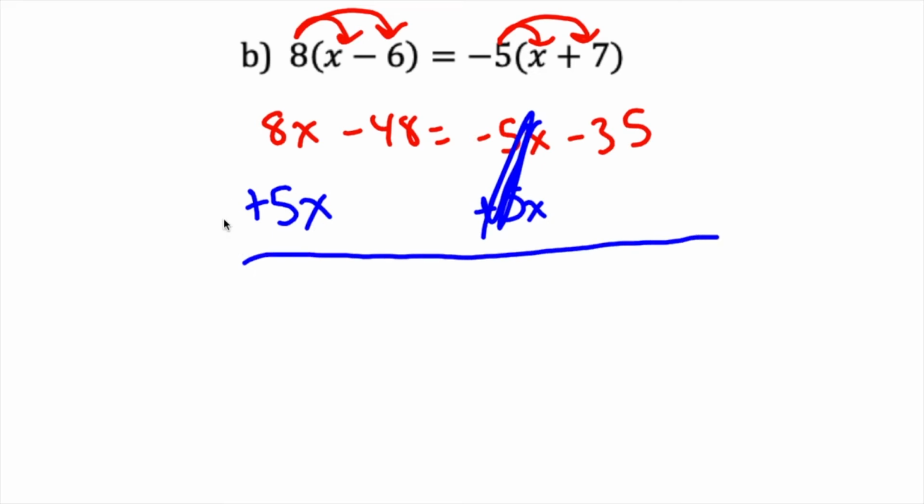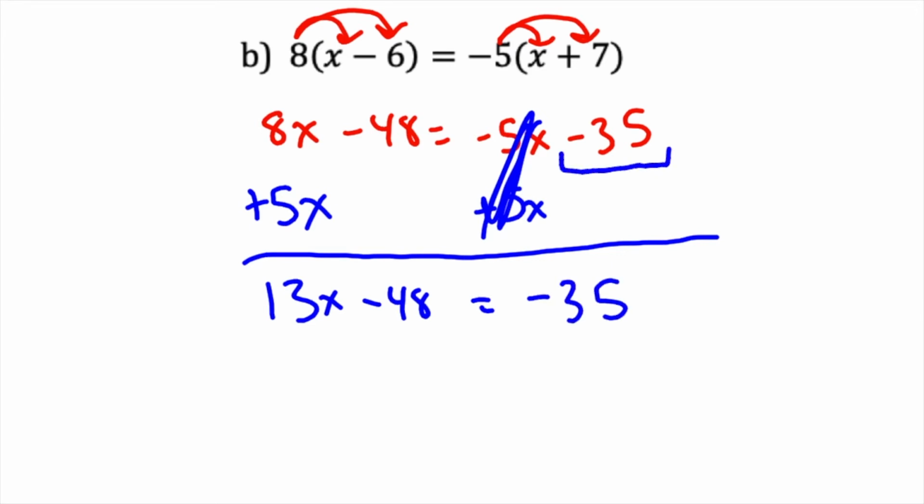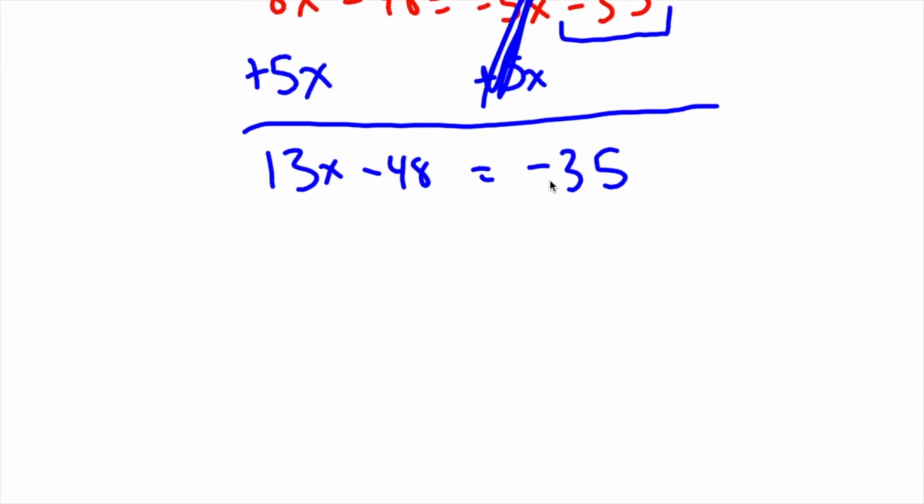All right, next. Well, let's finish this. 8 plus 5 gives me 13x minus 48 equals, don't forget that the sign in front of the number is attached to it, so that negative 35 needs to come with it when we bring it down. So minus 38, or I'm sorry, minus 35. Now we have to move the 48 over. This is a negative 48, so we're going to take the negative 48, and to move it, we will add 48 to both sides.